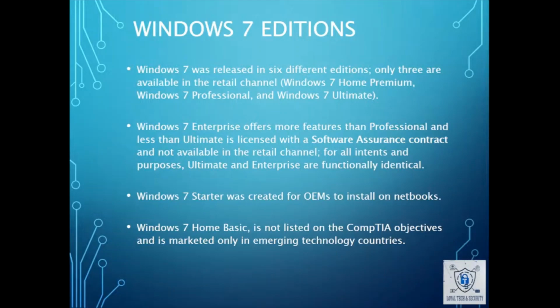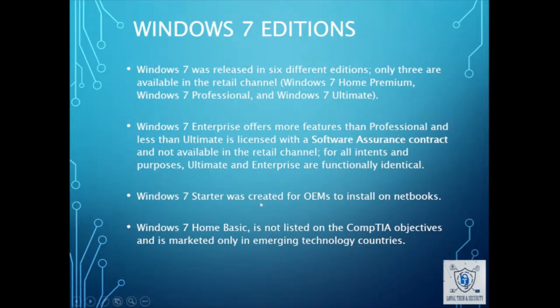Windows 7 Enterprise offers more features than Professional and less than Ultimate, is licensed with a software assurance contract and not available in retail channel. For all intents and purposes, Ultimate and Enterprise are functionally identical. तो Ultimate and Enterprise functionally identical है, but retail के अंदर Enterprise is not available. Ultimate is available for home use. Enterprise, big, large businesses or even small businesses, they could acquire Enterprise Windows 7.